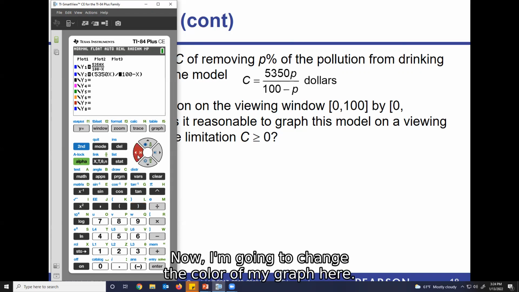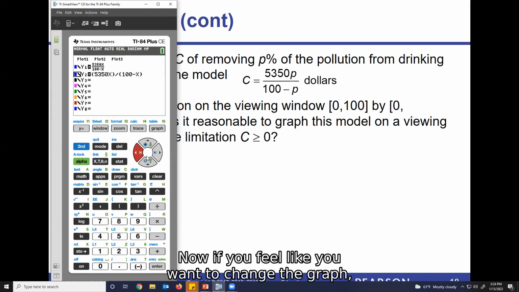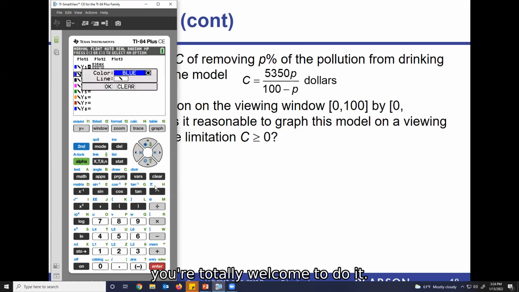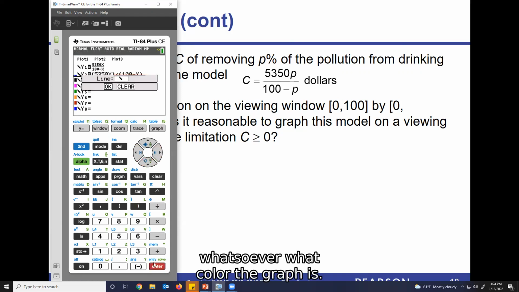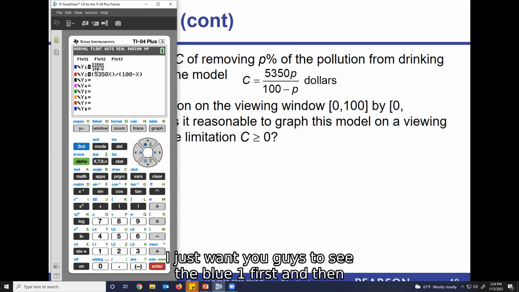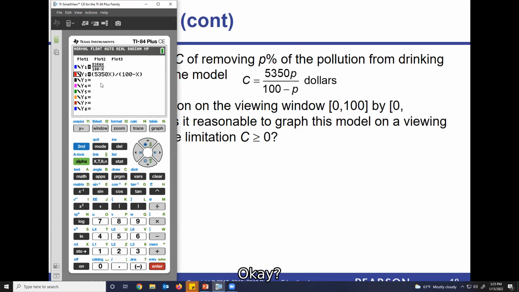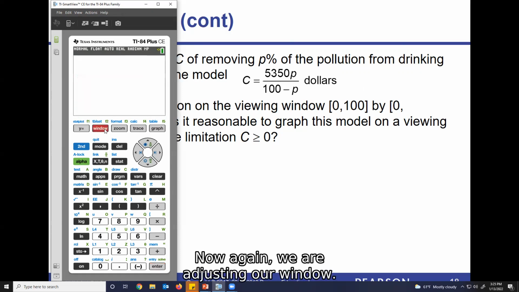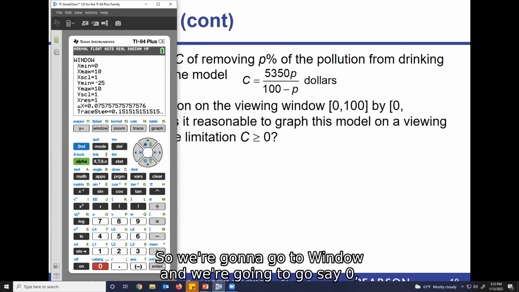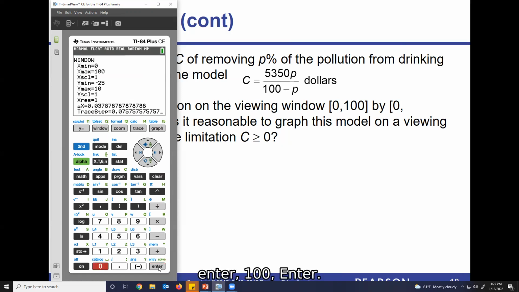Now, I'm going to change the color of my graph here. If you feel like you want to change the color, you're totally welcome to do it. It doesn't make any difference whatsoever what color the graph is. I just want you to see the blue one first and then the red one go over it because they end up being the same graph. Now again, we are adjusting our window, so we're going to go to window and say 0, enter, 100, enter.